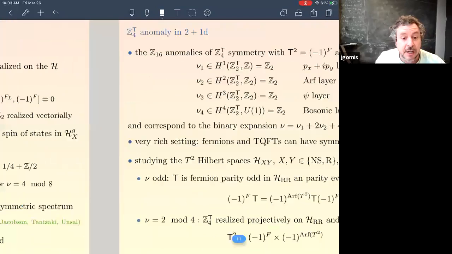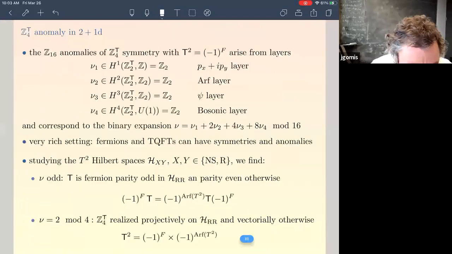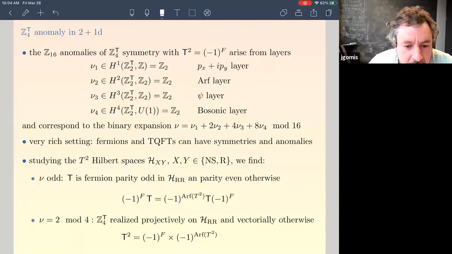Okay, so if we're in 2+1 dimensions, we can study systems and their anomalies, both in systems of fermions and in topological quantum field theories. And the way we do it is again by studying the Hilbert space of the theory, both for fermionic and TQFTs. So actually, in order to solve this problem, we have to go quite deeply into the construction of what are called the spin TQFTs. So these are topological quantum field theories that depend on the spin structure. And one has to learn how to construct the Hilbert space of those theories.